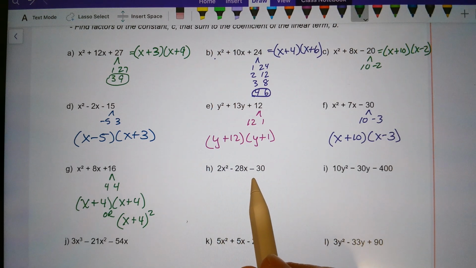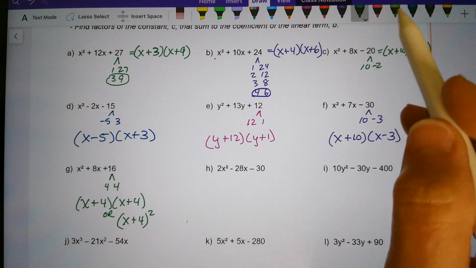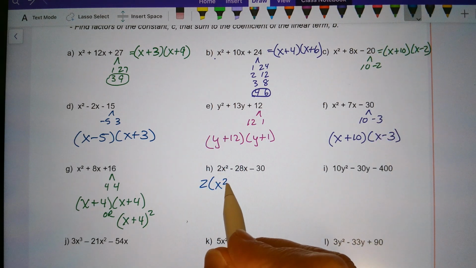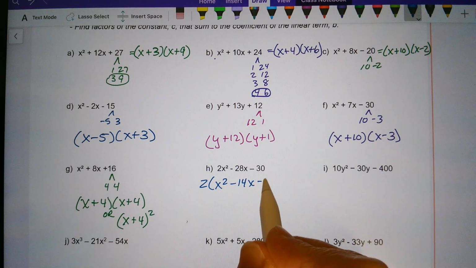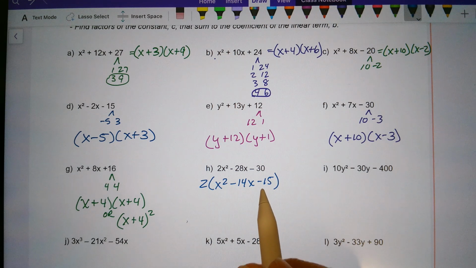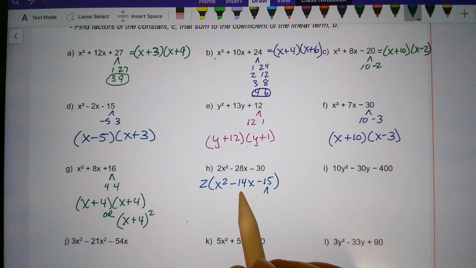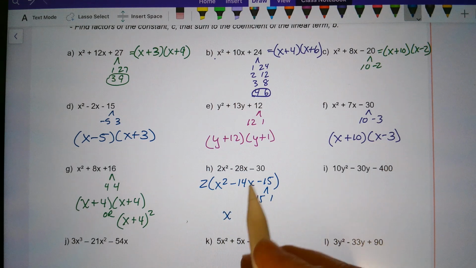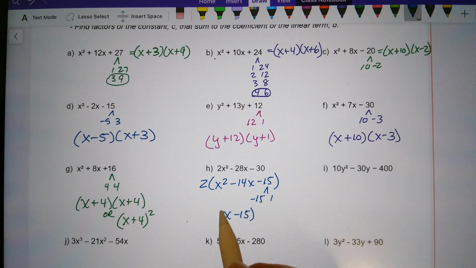H, we see we have a GCF. We have something common to all three terms. Let's factor that out. It's a 2. We have x squared minus 14x minus 15. And now the trinomial inside the parentheses, the leading coefficient is 1. So we go to the constant, negative 15. The factors of negative 15 that will sum to negative 14 are negative 15 and 1. So we factor into our two binomials, x minus 15 times x plus 1. And let's not forget to bring down our GCF of 2.